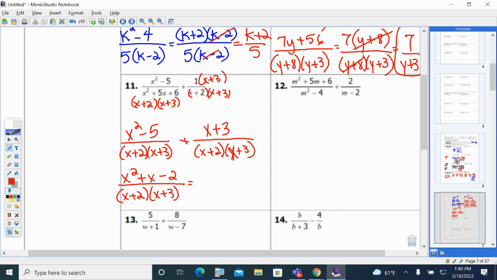Now we need to see if we can factor the top. Two numbers that multiply to give us negative 2 and add to give you a positive 1 are going to be x plus 2 and x minus 1, over my x plus 2 and my x plus 3. Your x plus 2's cancel. So your final answer, and I'm going to come over here to the side, is x minus 1 over x plus 3.